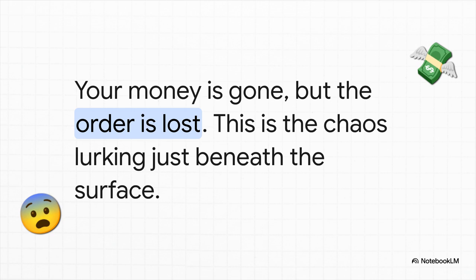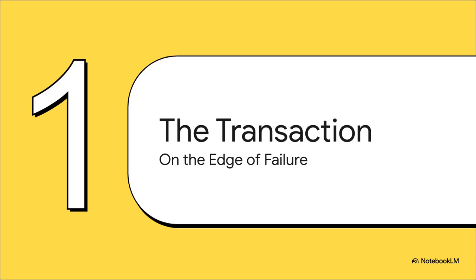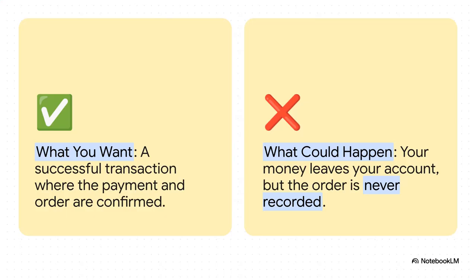What if your money just vanishes from your account, but the store never actually gets your order? What if the payment glitches out halfway through? Suddenly, your money's gone, and you've got nothing to show for it. That right there, that's the chaos that is always lurking just beneath the surface. This whole process, from clicking the button to getting the confirmation, is what we call a transaction. And it really is a series of events all happening on the edge, where just one tiny failure can lead to a total disaster.